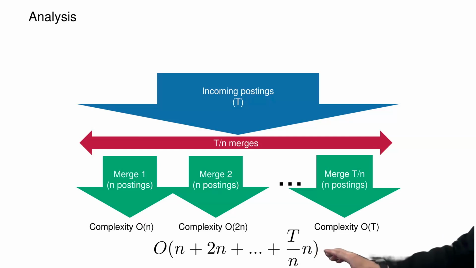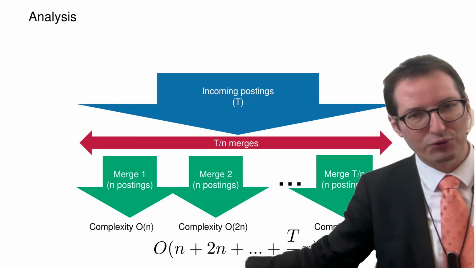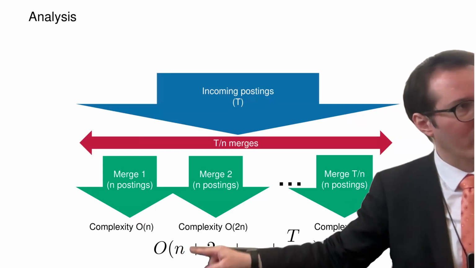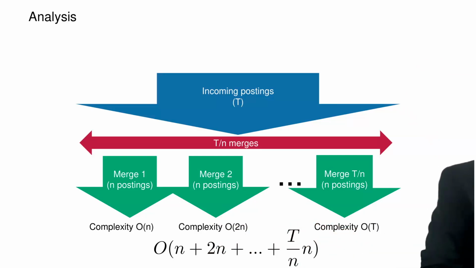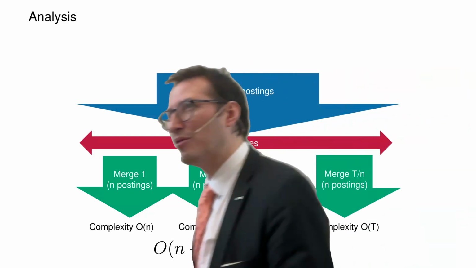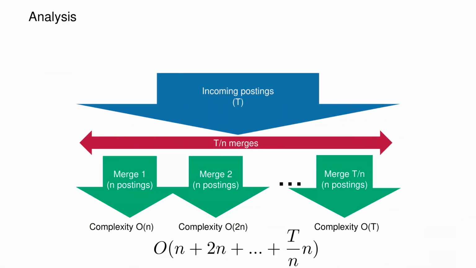Now, basically, we have to sum the first T over n numbers: 1 plus 2 plus 3 plus 4 plus all the way to T over n. Who knows the magic formula for that? I think you know it. You've learned it. The sum of the first n integers. What's the formula? Yes?